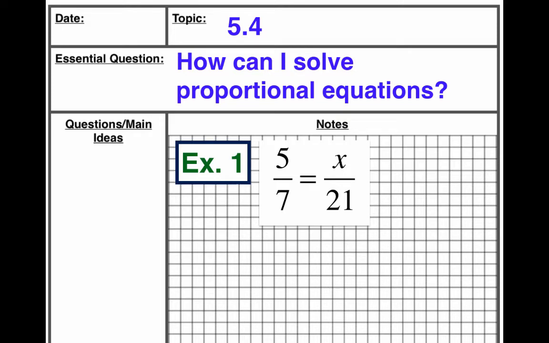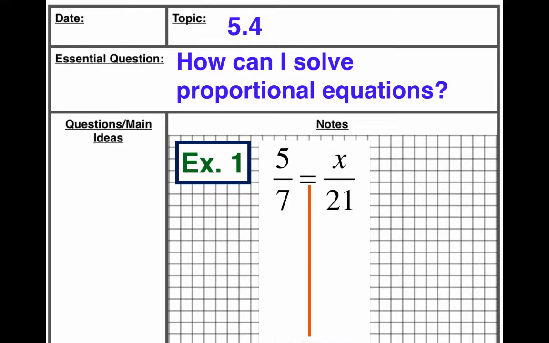So here is a proportional equation. It's two equal fractions: 5/7 equals x over 21. So our job is to solve for x. We're going to use the skills that we already know. We're going to put a line down the middle, and we're going to get x all by itself.